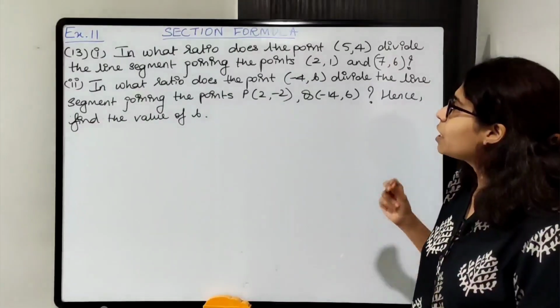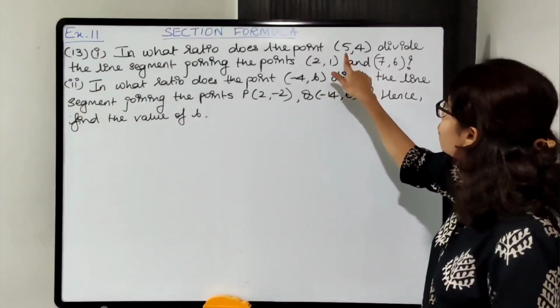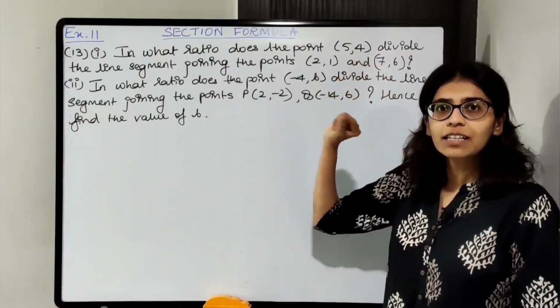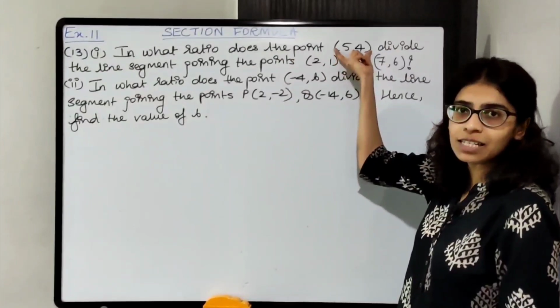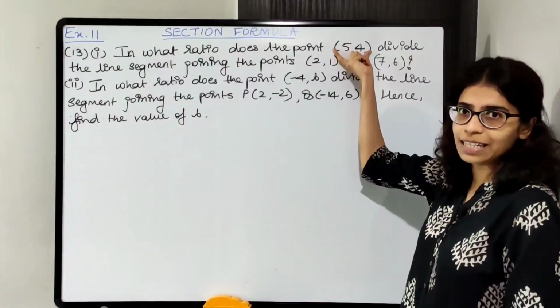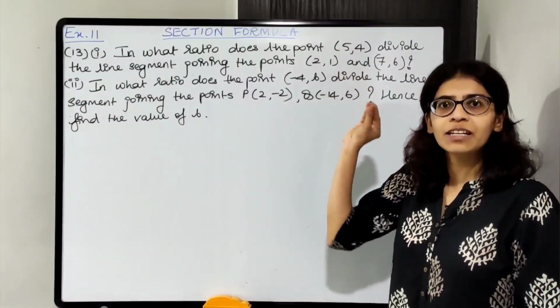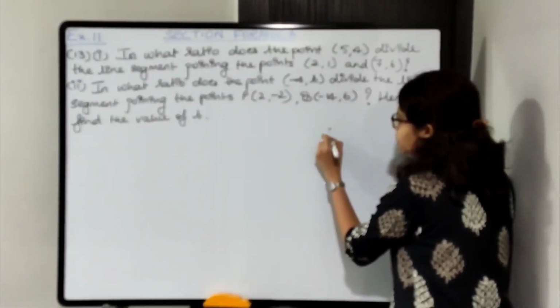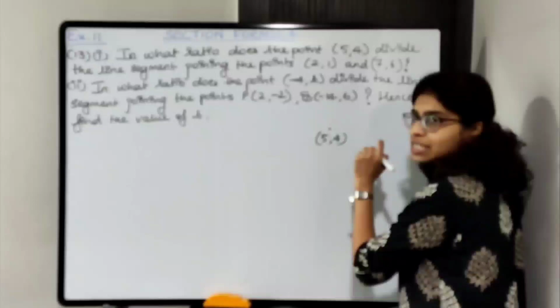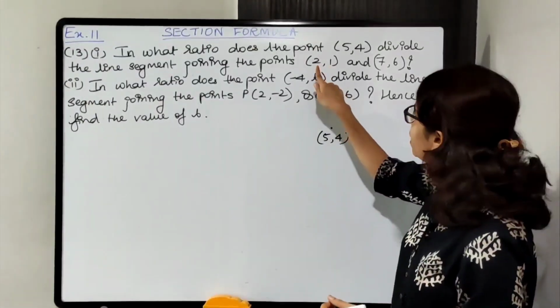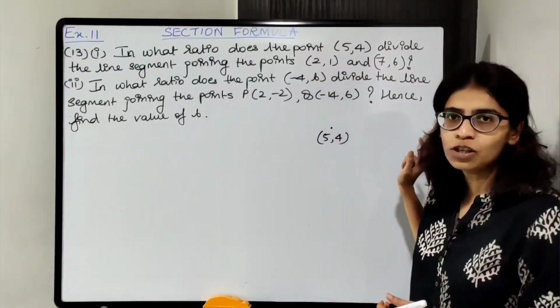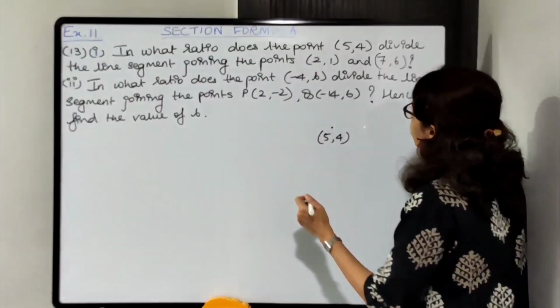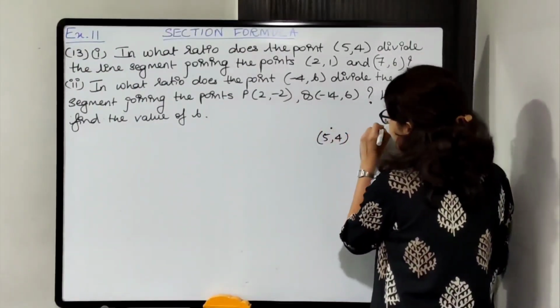So in what ratio does the point 5, 4 divide the line segment? This point is dividing the segment. Okay, ये point divide कर रहा है. So this point is somewhere in between. 5, 4 is somewhere in between. And it is dividing a segment joining the points 2, 1 and 7, 6. So 2, 1 है.